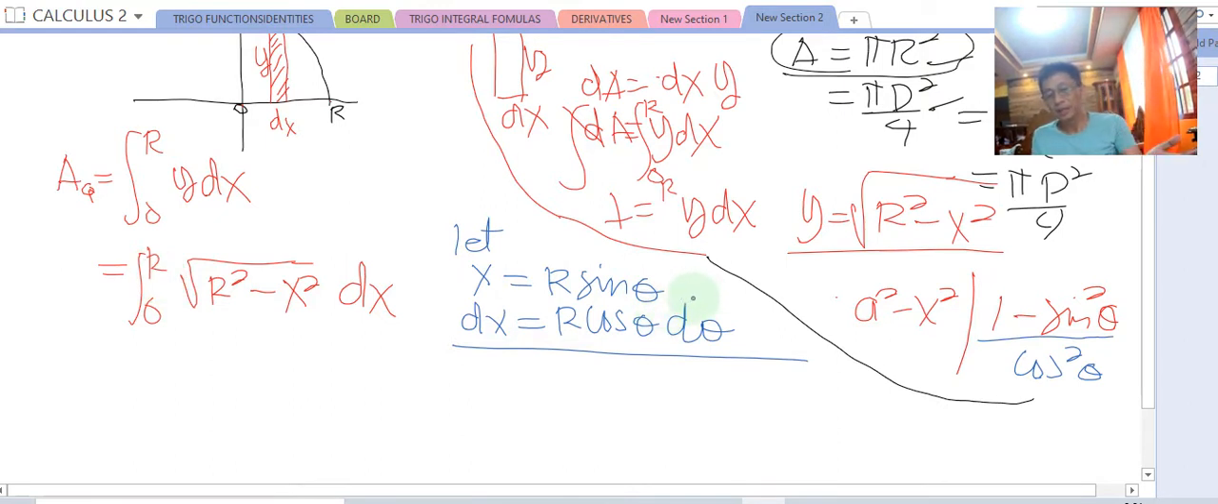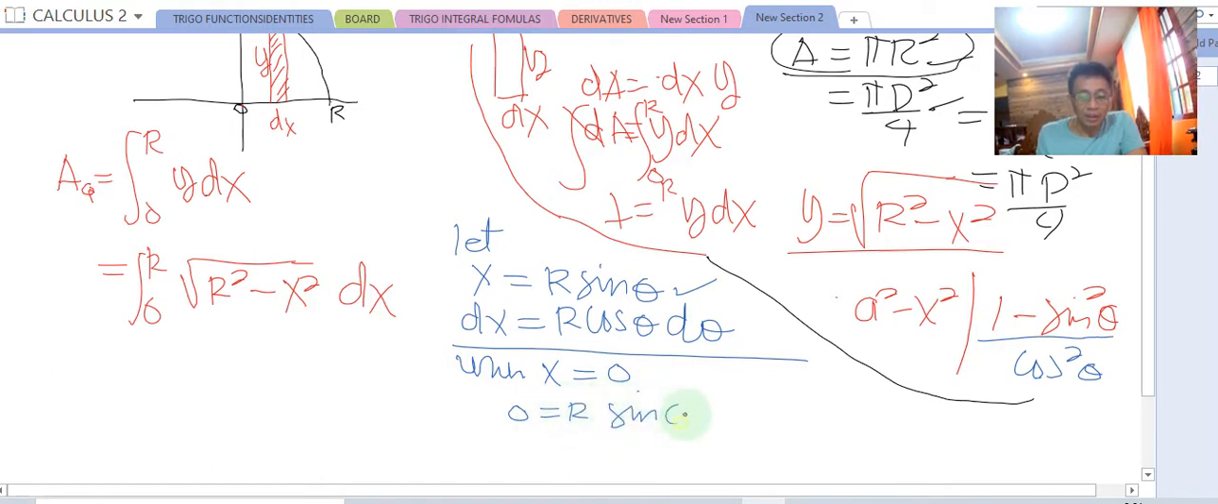Mamaya pag diretso na lang isolve natin yung integrand. So, dito natin kukunin yung limit. So, when x is equal to 0, substitute natin, 0 is equal to r sine of theta. Okay? I-cross multiply natin ito. This is 0 over r is 0. Therefore, arc sine of 0 is equal to 0.